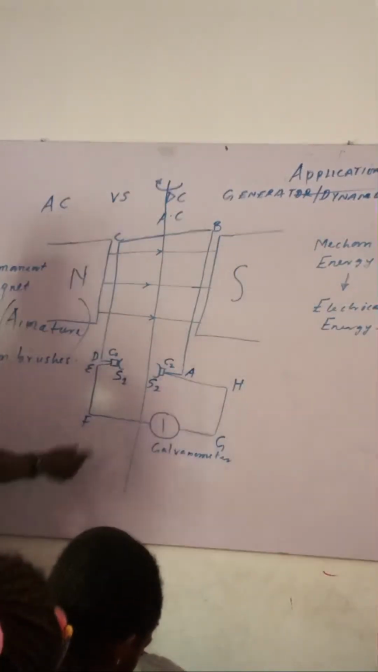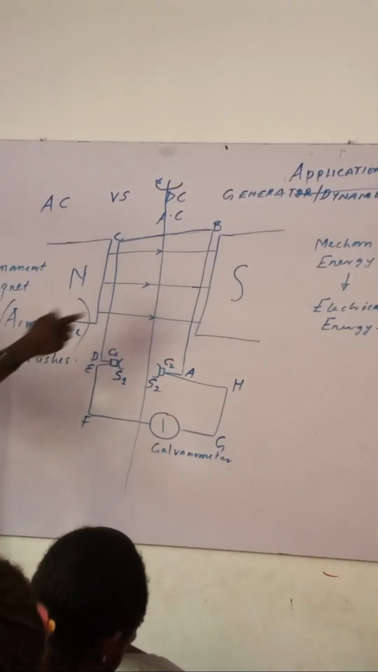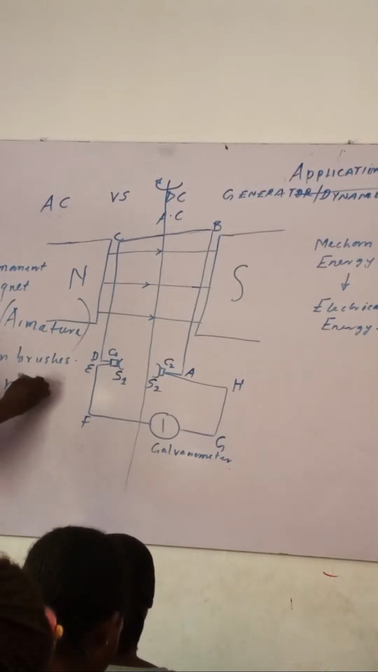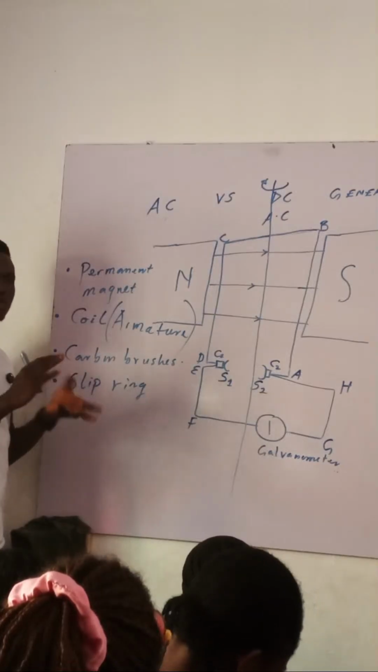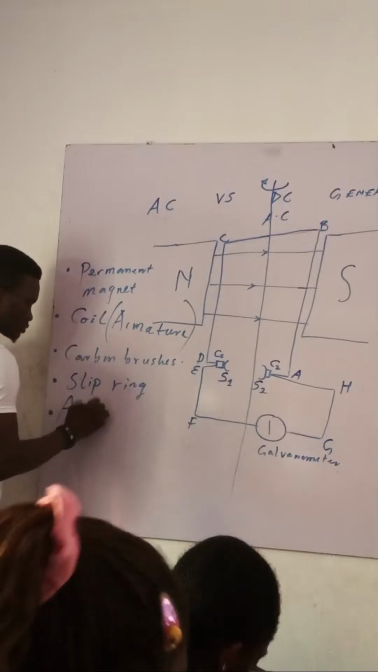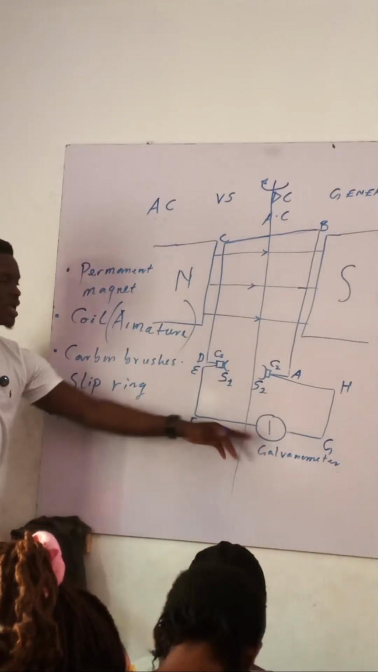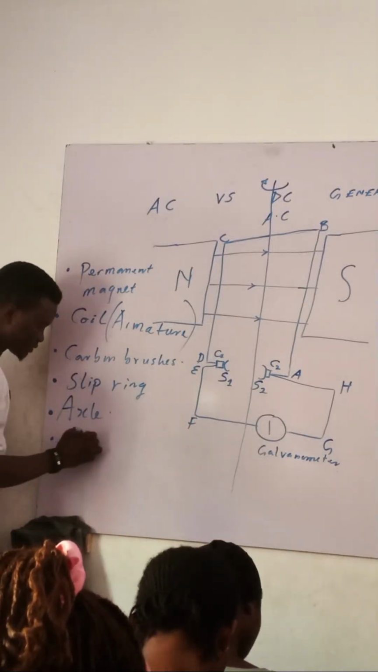If it is now AC we are talking about, then you have slip ring. That's the only thing that differentiates them. So they can ask you a question on that anytime. It's a common question, and be careful of the English they use. Another thing is the axle. What helps you to rotate the coil? The axle. The next thing is probably your galvanometer to detect the currents.